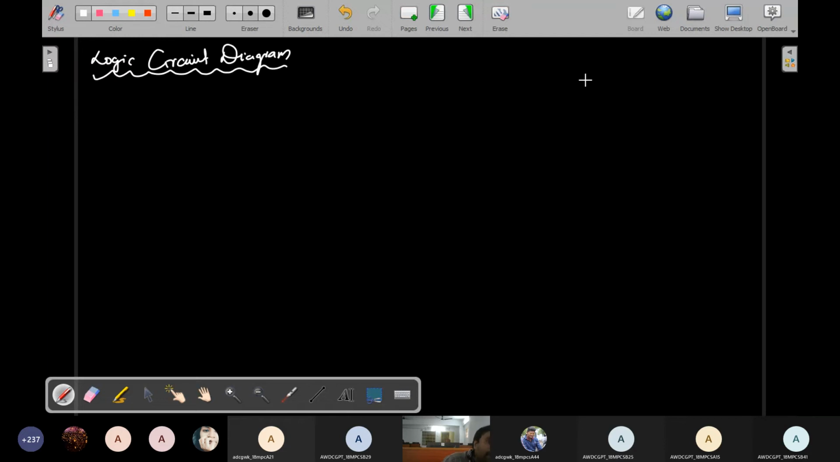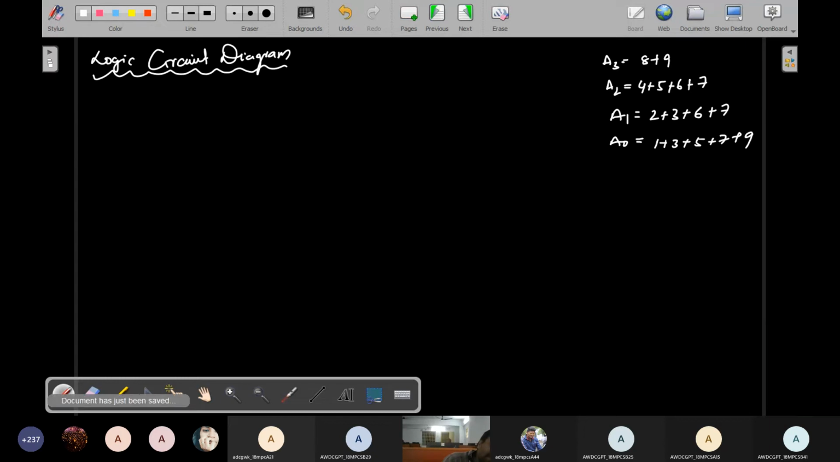Actually, here the outputs, once again I'll write all the outputs. A3 is nothing but 8 plus 9 only. A2 is nothing but 4 plus 5 plus 6 plus 7. And A1 is 2 plus 3 plus 6 plus 7. And A0 is 1 plus 3 plus 5 plus 7 plus 9. So these are the outputs actually. All these are outputs only.